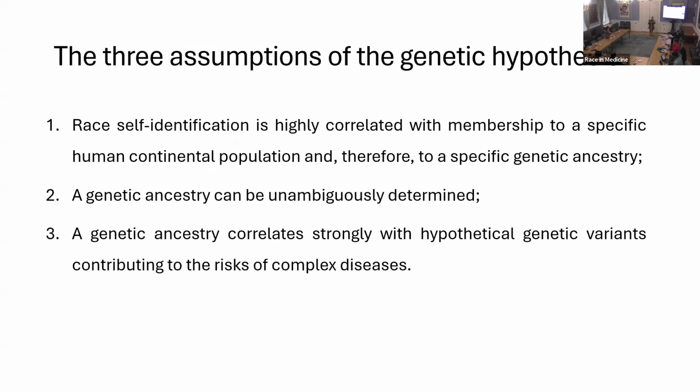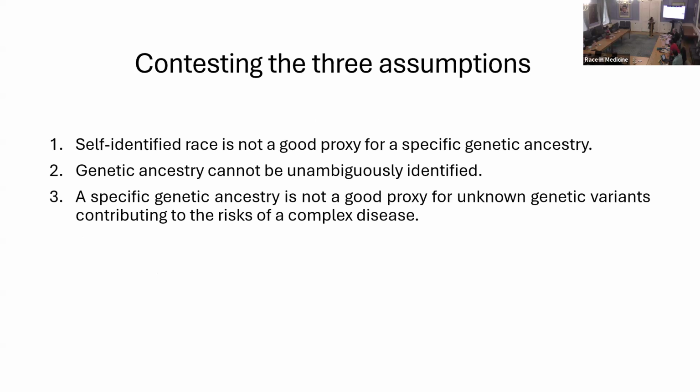When we talk about the genetic hypothesis, there are three assumptions it relies on. The first assumption: race self-identification is highly correlated with membership to a specific human continental population and therefore to a specific genetic ancestry. Second, a genetic ancestry can be unambiguously determined. And third, a genetic ancestry correlates strongly with hypothetical genetic variants that contribute to the risk of complex diseases. I'm contesting these three assumptions. First, self-identified race is not a good proxy for a specific genetic ancestry. Second, genetic ancestry cannot be unambiguously identified. And third, a specific genetic ancestry is not a good proxy for unknown genetic variants contributing to the risks of complex disease.